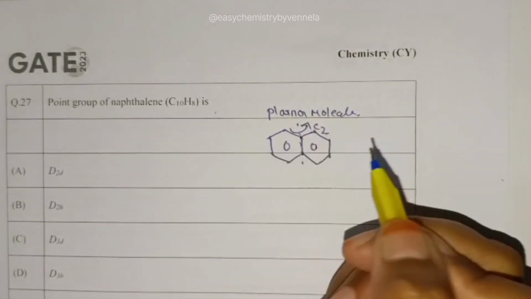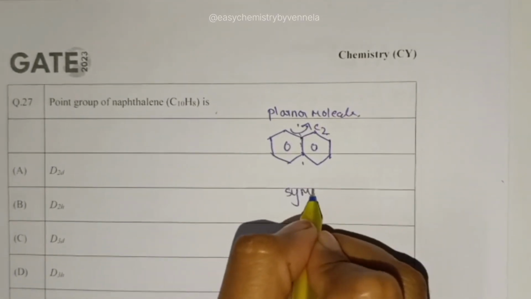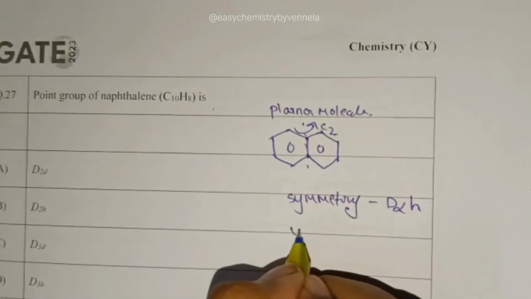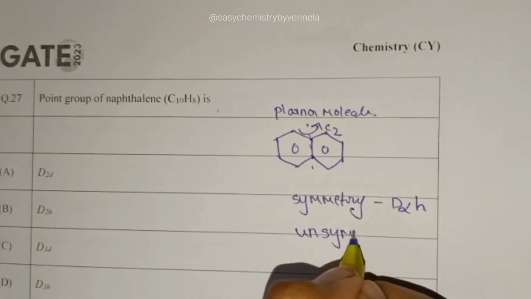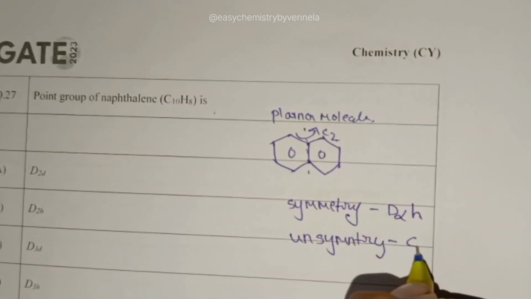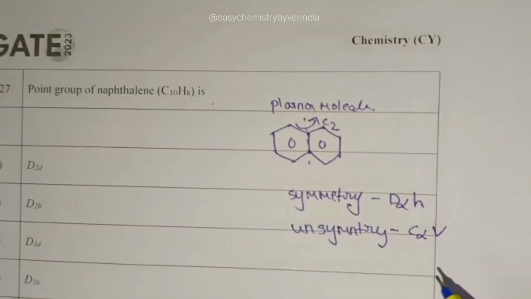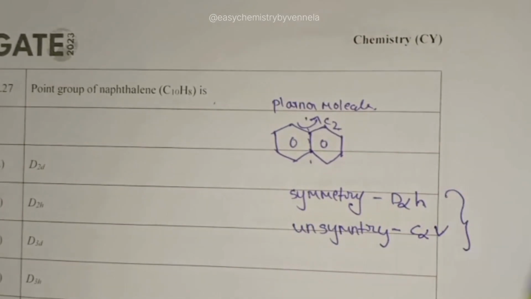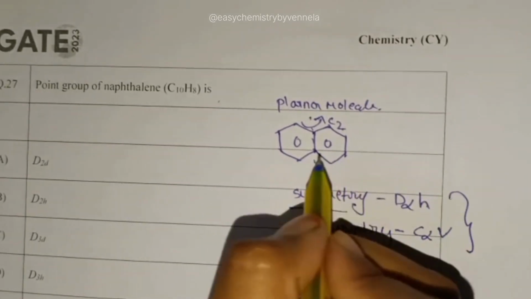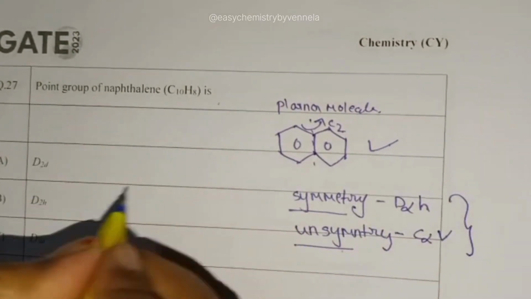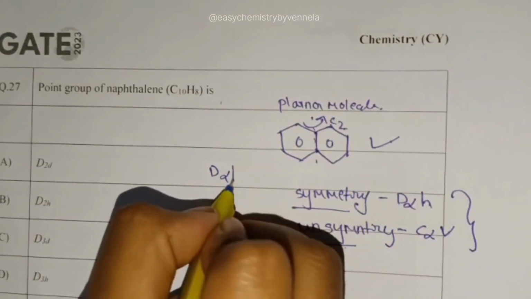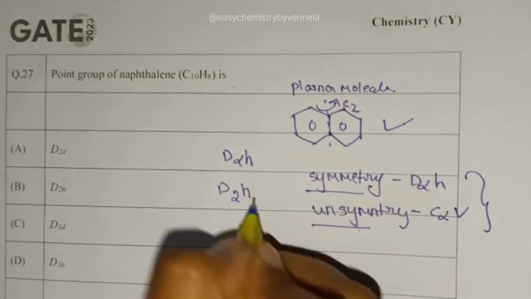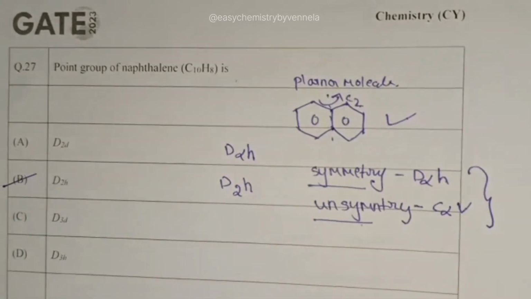So if symmetry is there, unsymmetry, C infinity v. So this is the main trick. When symmetry, unsymmetry, it is a symmetric molecule. So it is D infinity h. So here there is a C2 axis, so D2h. Our answer is B. Next question.